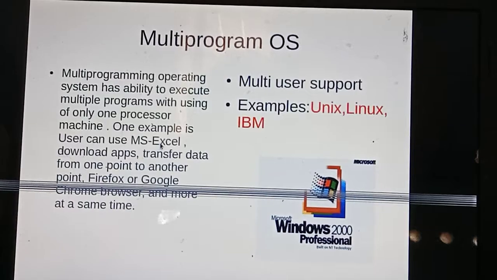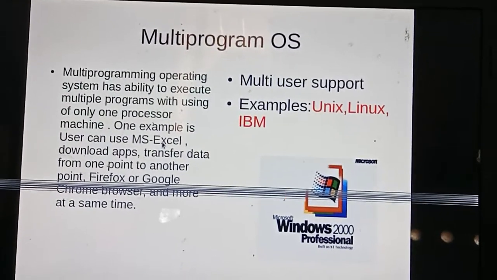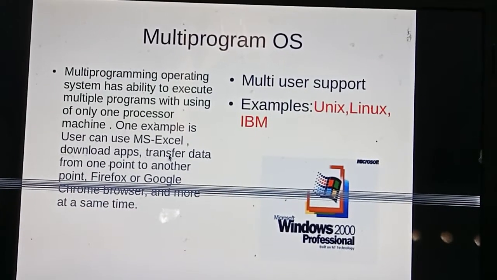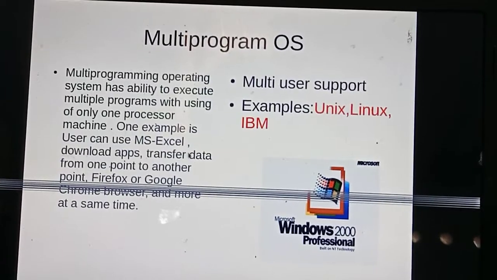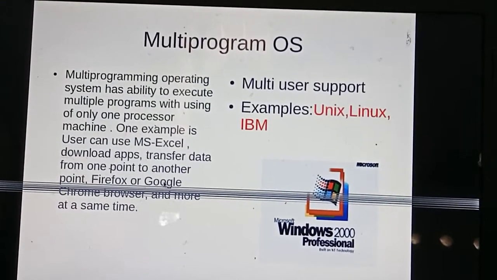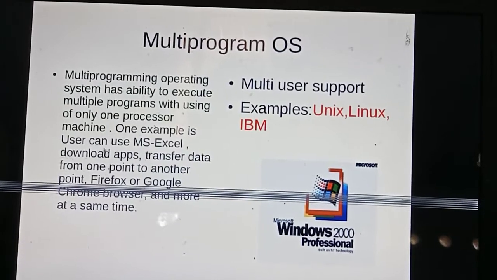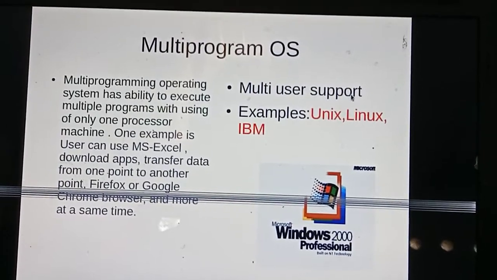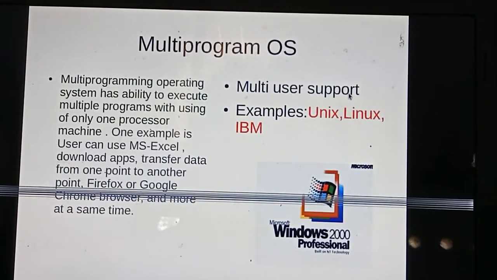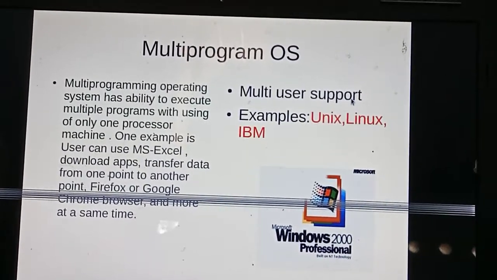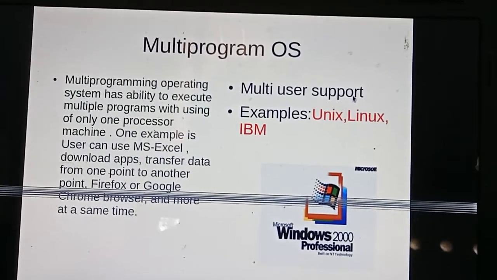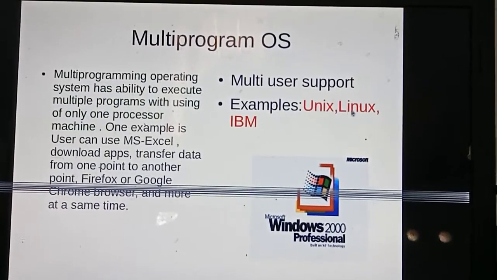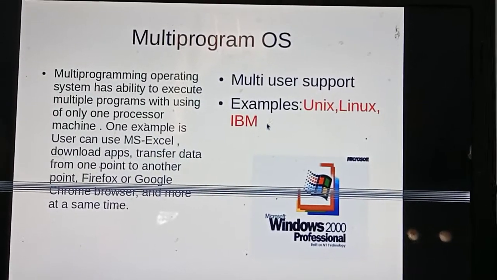That is, a user can type, a user can use Excel at the same time. A user can download apps from the App Store. At the same time a user can transfer the data from one point to another point, or at the same time a user can use the internet. That is multiple programs running at the same time. It is possible. Then this is also an important point, multi-user support. A multi-program operating system supports multi-user. A single user operating system does not support multi-user. Examples of multi-program operating systems are Unix, then Linux, then IBM operating system.